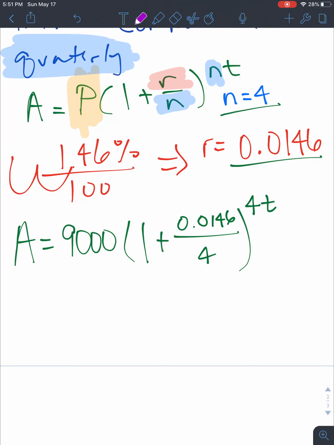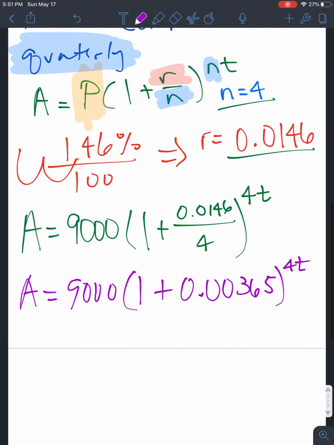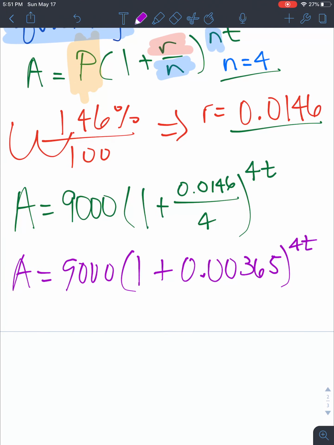All right, let's go ahead and simplify this though. So we have 0.0146 divided by 4, right? So that's the same thing as 0.00365 to the 4T. Now, the number of decimals you're including, I would usually include the first 2 or 3 decimal places that are not zeros. All right, so like here I included that 146 because I had 1.46%. So I already had those important numbers, or in science, called sig figs, significant figures.